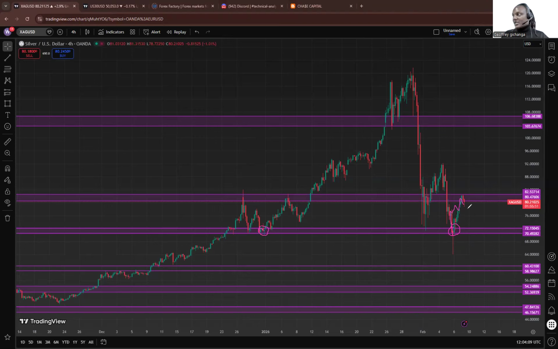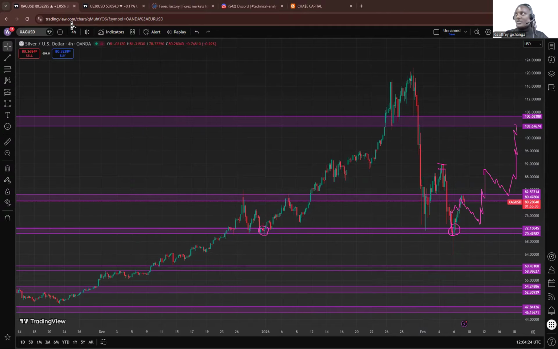We might see probably a slight push to the downside before a break above, and price coming to these areas of 92. So I'm looking at price coming to these areas of 92. At this area, I would expect something like this before another push to the upside. So let's see how price reacts to that.